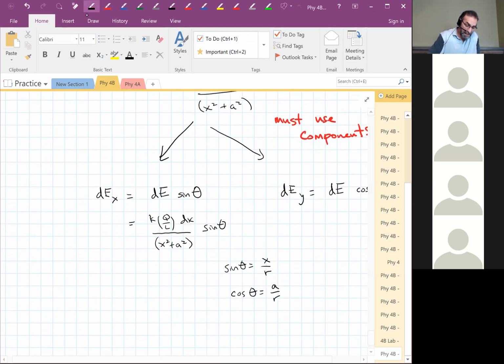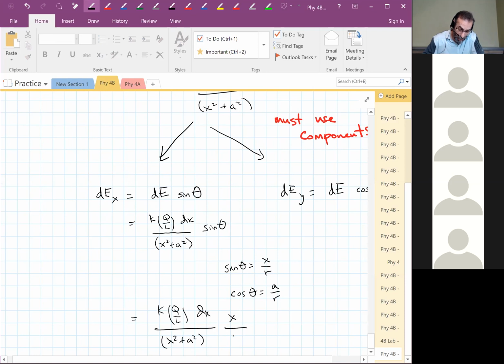Okay, so let's get rid of the sine theta. We want everything in terms of x. This tells us everything has to be in terms of x. That's what we're integrating over, right? Once you know that, you have a dx in there. All right, so what do we have? We have k q over L dx. And now we also have an x. Well, I'll just put that separately here.